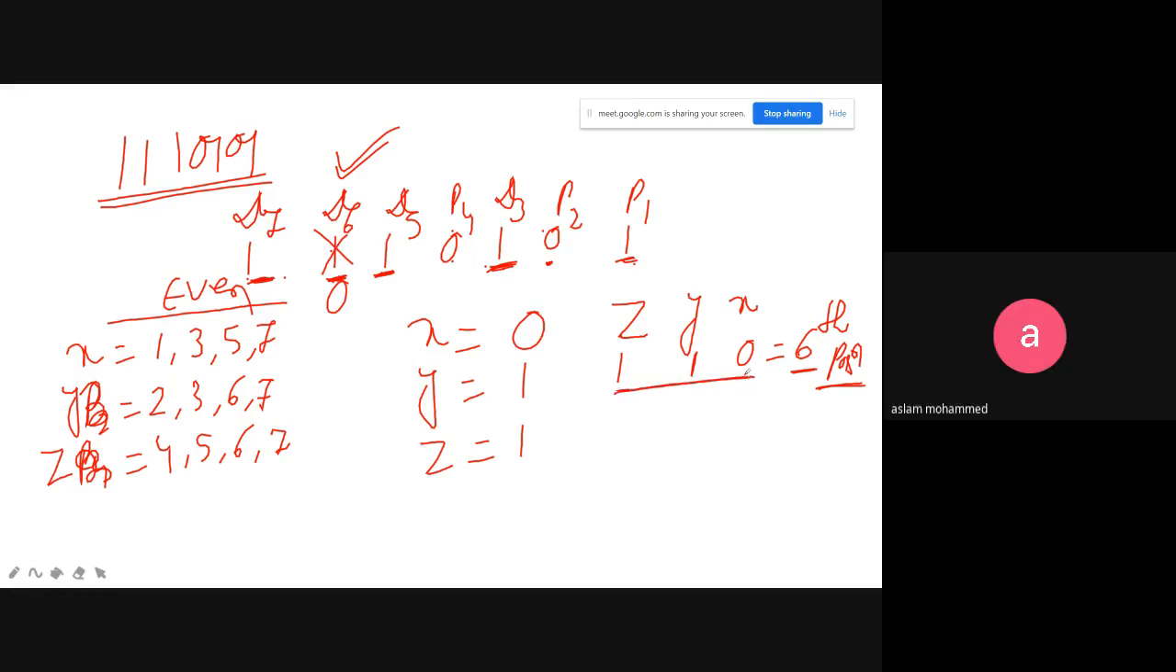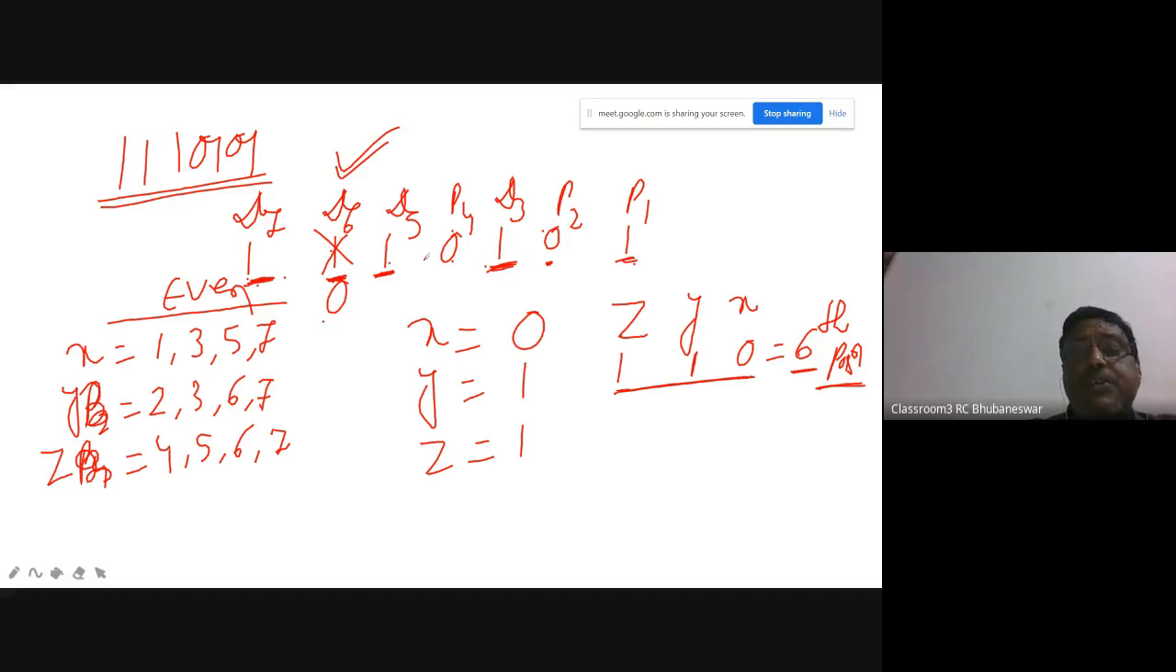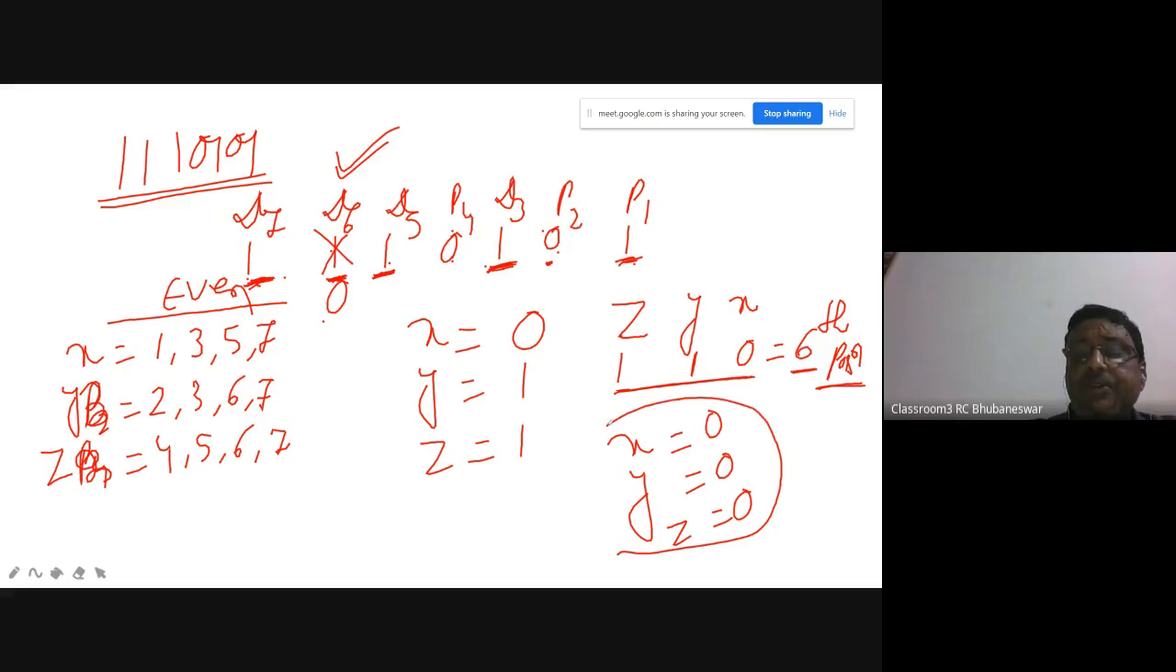Yes, sir. Now, if a question comes like this: 1 0 1 0 1 0 1. Here if you check, X is equal to how much? Positions 1, 3, 5, 7 give 0. What is Y? Positions 2, 3, 6, 7 give 0. Y is 0. What is Z? Positions 4, 5, 6, 7: there is 1, 0, another 1, so 2 number of 1s, Z is equal to 0. So when X, Y and Z are all 0, there is no error.